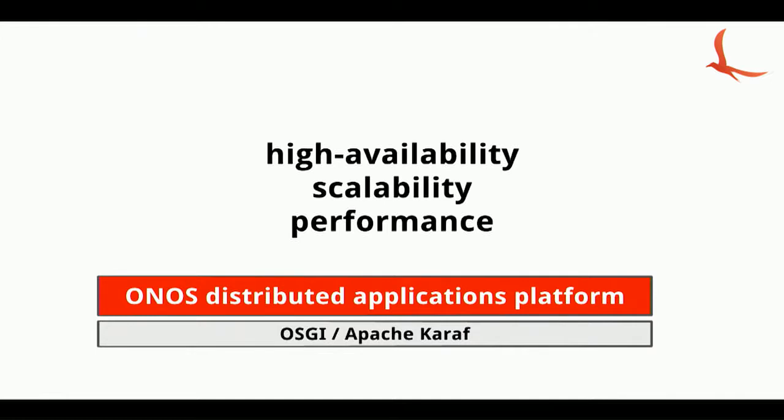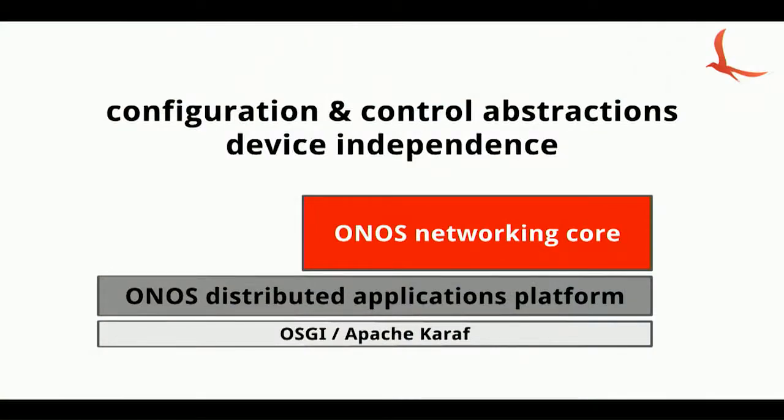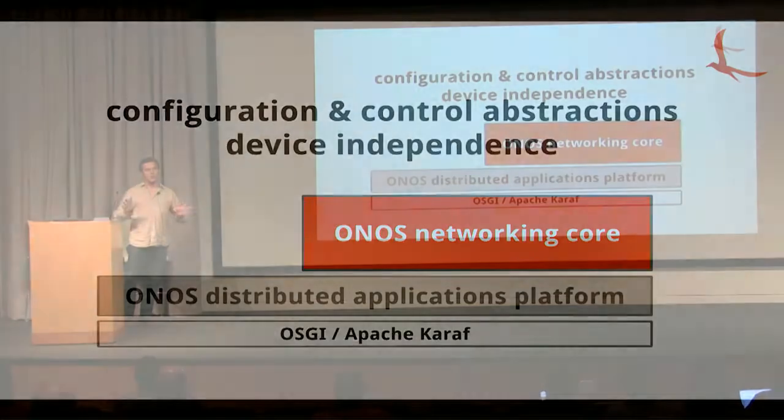So at the base of the architecture, which is what provides high availability, scalability, and performance, is a distributed applications platform, which is in itself built on top of OSGi and Apache Karaf, which is another open source project available. It's a Java-based controller, I should probably mention. And on top of that applications platform is where we provide a set of network control and network configuration abstractions, and we refer to this as the ONOS networking core. So this is basically the base minimum that you have to have in order to run ONOS.